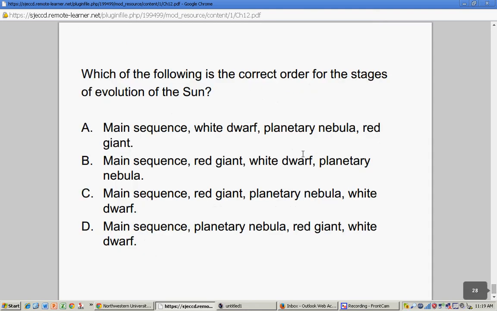Okay, here's the last question in this assignment. Which of the following is the correct order for the stages of evolution of the Sun? So after the Sun leaves the main sequence, it's going to be a main sequence and then goes through white dwarf and then through planetary nebula or red giant or not. And which one is the good one?